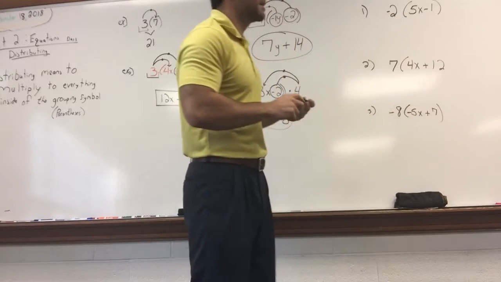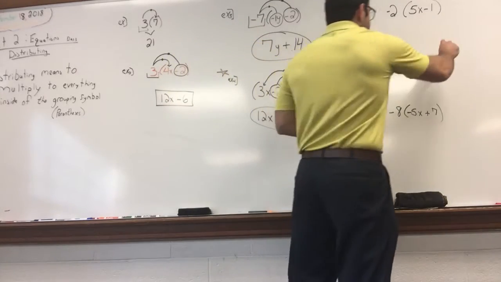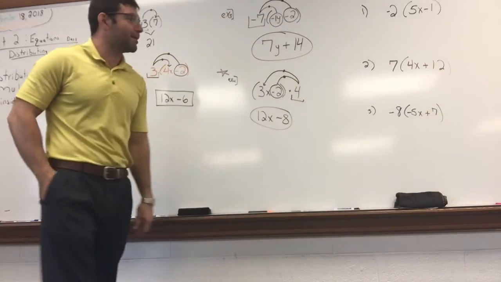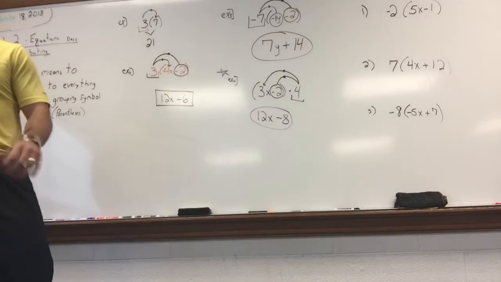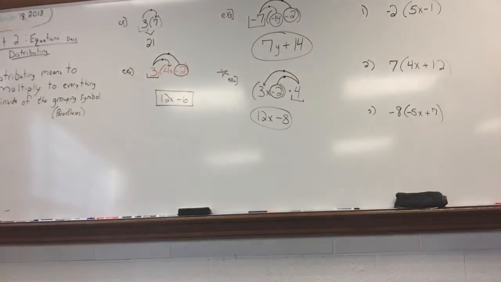Okay, so you've got -2 times 5x minus 1. 7 times 4x plus 12. And -8 times -5x plus 7. Write them down, give them a try. Go ahead. Once you're done, call us over. Raise your hand, let us know.